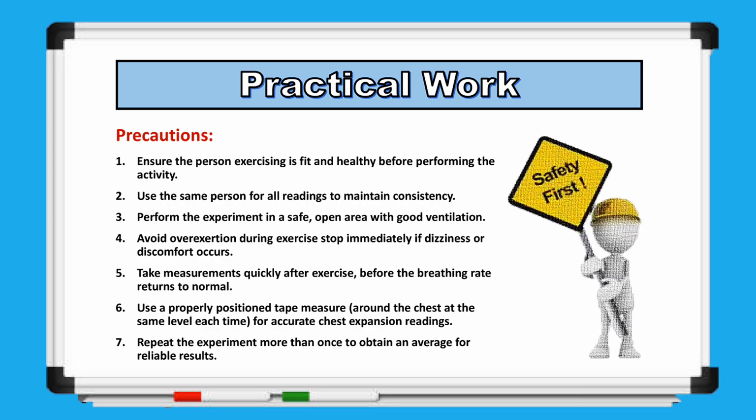Also, take your measurements right after the exercise, before the breathing rate returns to normal. When measuring chest expansion, ensure the tape measure is positioned properly around the chest at the same level each time for accurate results. And finally, repeat the experiment several times and calculate the average to make your results more reliable.